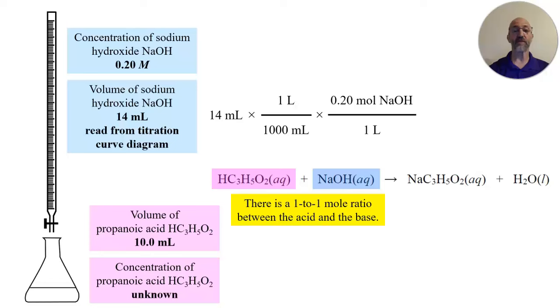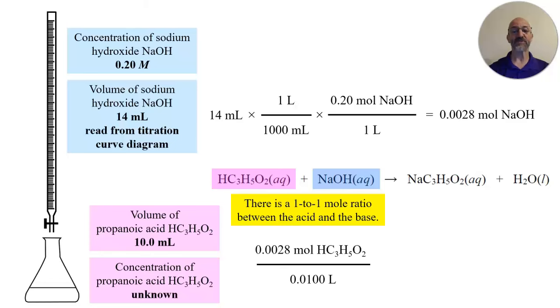Remember that volume in liters times the molarity gives you the number of moles. Now at this point, I have 14 divided by 1,000 times 0.2. On my calculator, I get 0.0028 moles. That's moles of sodium hydroxide. But remember, there is a 1-to-1 mole ratio between the acid and the base, so not only is 0.0028 the number of moles of sodium hydroxide, based on the stoichiometry, it is also the number of moles of propanoic acid.